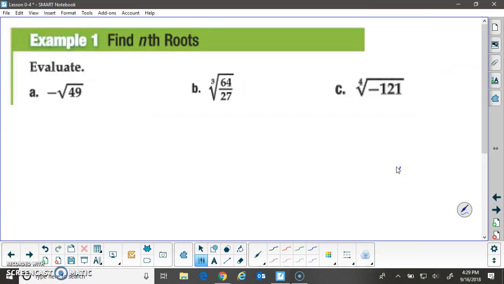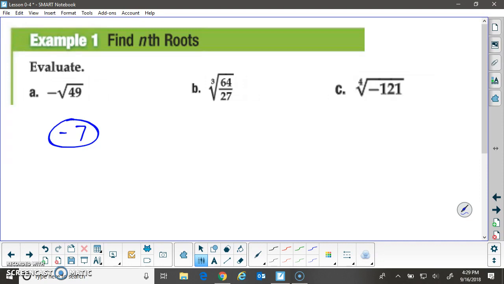So first of all, example 1 says find the nth root. Example 1, letter A. Real simple, we've got a square root of 49, and there's a negative sign in front, so the square root of 49 is just a 7. We'd have to leave that negative sign in front. Pretty simple problem, just knowing your square roots.